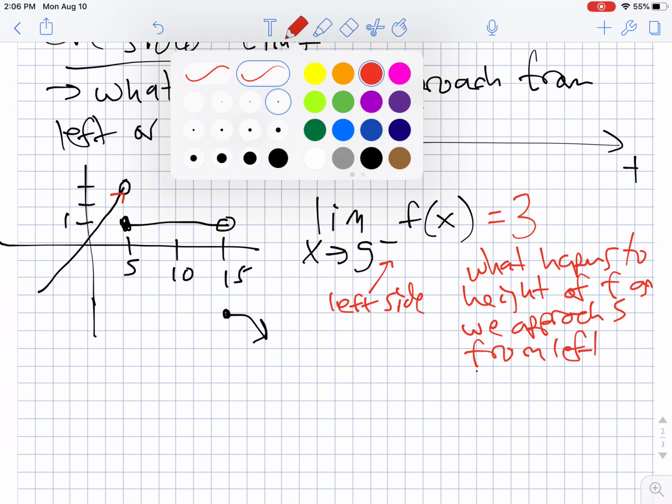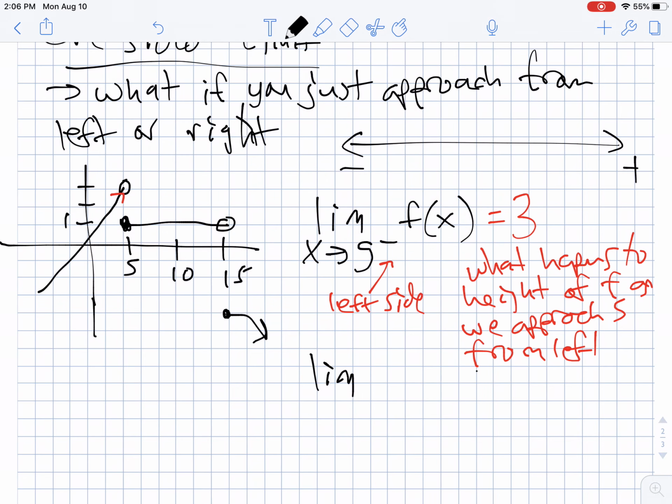Now, on the other hand, if we were to take the limit as we approach 5 from the plus side, again, we'll put a plus where you put an exponent. So the limit as x goes to 5 of f(x) from the right side is going towards a height of 1. So we'll write that the limit is 1. And that's what the question would ask you.